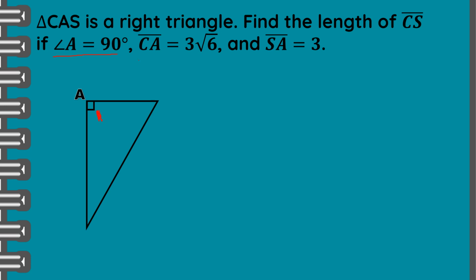As you can see also here, segment CA is longer than segment SA since 3 square root of 6 is longer than 3. So we have to name then this vertex at the bottom as point C, which now leads us to have segment AC as 3 square root of 6. The third vertex of this triangle now would be named as point S. Then segment AS now would be 3 units long. So by Pythagorean Theorem, we can solve for the length of the hypotenuse, which is segment CS.